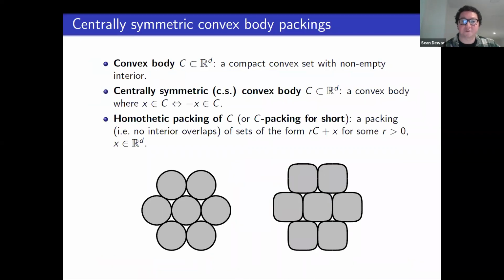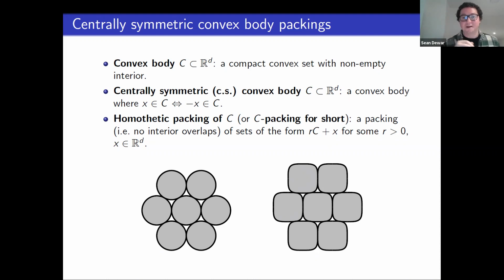So we've just got a list of terms here. A convex body is just going to be a compact convex set, but we assume it's not flat, it has some interior. And centrally symmetric just means if one point's in the shape, then its negative is also in the shape. Okay, so it will have 180-degree symmetry.